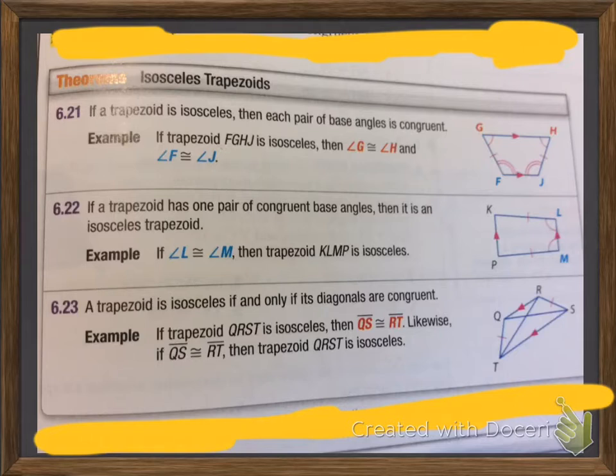So a trapezoid by itself is just a quadrilateral with exactly one pair of parallel sides. We call the sides that are parallel the bases, and then the non-parallel sides are called the legs. And then you have the base angles. And in an isosceles trapezoid, the legs are congruent also. So if you have a trapezoid that's isosceles, each pair of base angles is congruent.